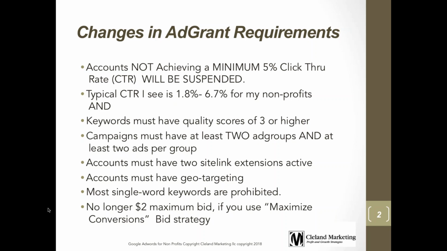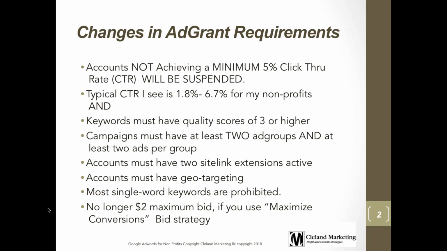The first and the most important one that should raise alarms for all nonprofits is that accounts not achieving a minimum 5% click-through rate will be suspended, meaning you will lose the ability to use your Ad Grant. However, if you make adjustments and can achieve the 5% click-through rate, you can be reinstated, but you have to request to be so. I believe 60 to 70% of all nonprofits with Ad Grants are going to find effective February 28th that their accounts have been suspended because they have not achieved that minimum click-through rate. So I will focus most of this conversation on how to achieve that.